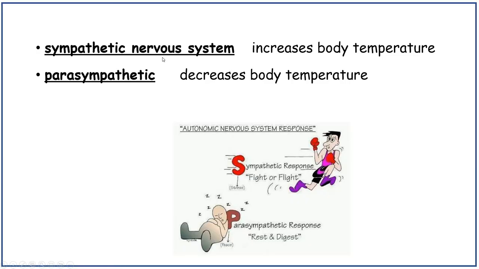The sympathetic and parasympathetic nervous systems are both parts of the autonomic nervous system. The sympathetic nervous system increases body temperature, it's like the fight or flight mechanism. Parasympathetic decreases body temperature, which is your rest and digest mechanism.